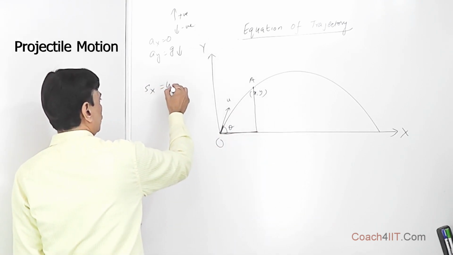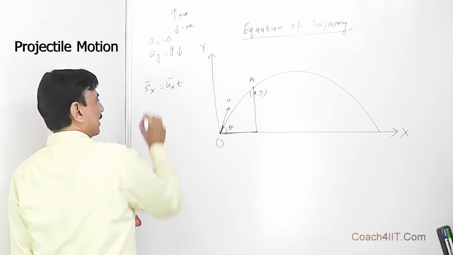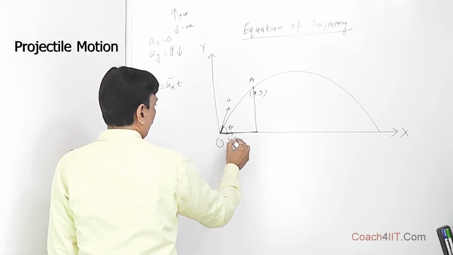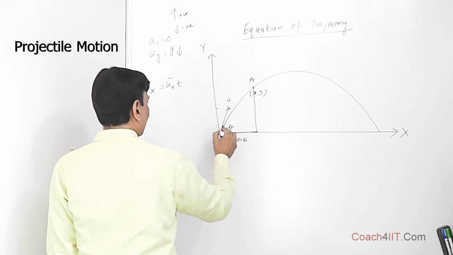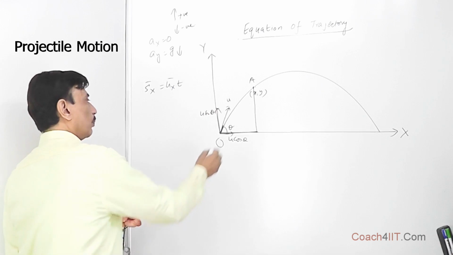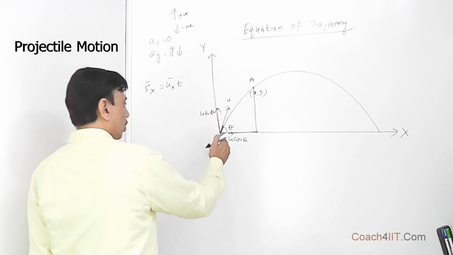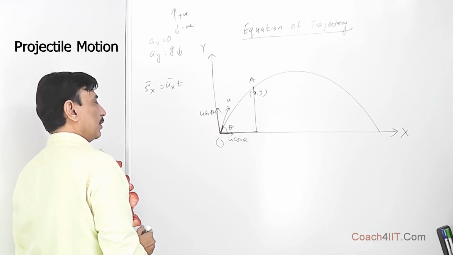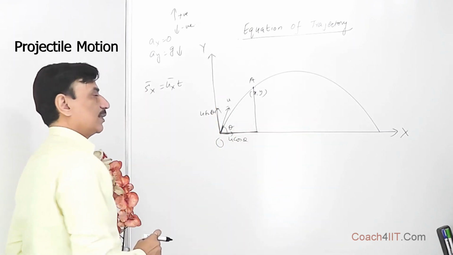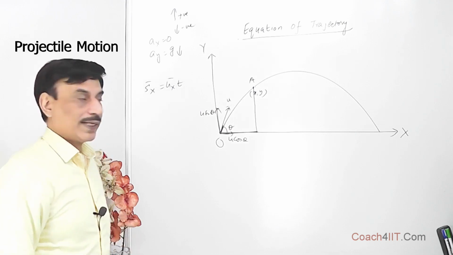So Sx is equal to ux into t. What is ux? We have broken this into two components. One is u cos theta, the other along the y-axis is u sin theta. So these are two components of this velocity u. U cos theta is a component which is responsible for moving the body along the x-axis, and this u sin theta is responsible for moving the body along the y-axis.